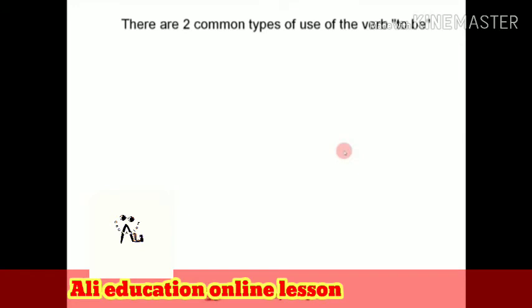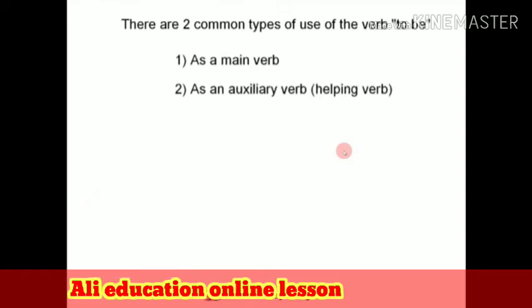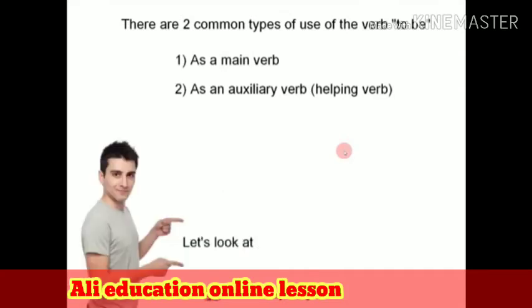There are two common types of use of the verb to be. The first use is as a main verb, a linking verb. And the second use is as an auxiliary verb. It is also called a helping verb. So let's look at each type in more detail.